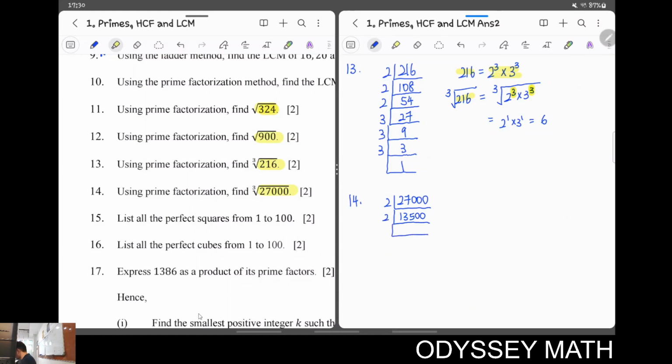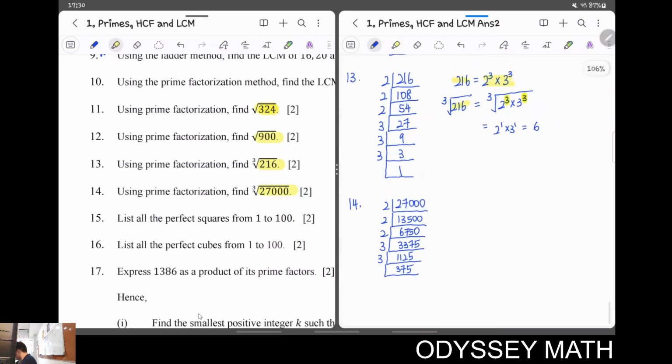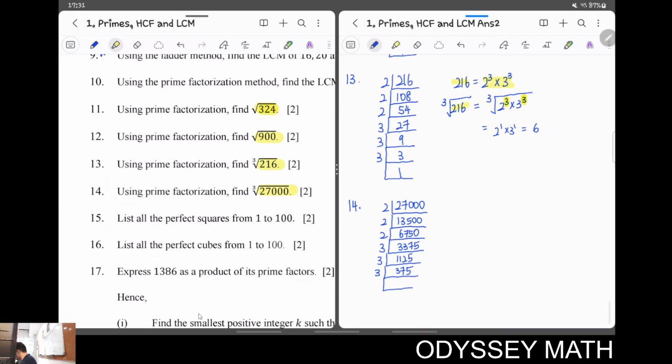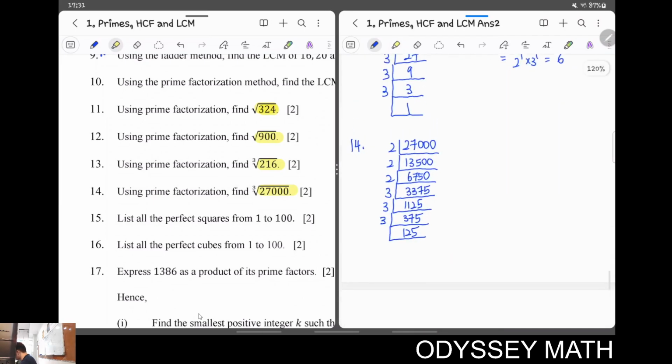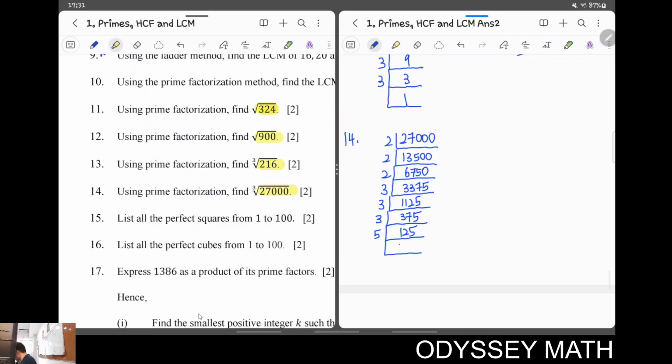And then we divide by 2 again. We have 6,750. And then we divide by 2 again. We have 3,375. Then we divide by 3 again. 1,125. Divide by 3 again. 375. Divide by 3 again. 125. And then we divide by 5 again. 25. Divide by 5 again. 5. Divide by 5 again. All the way until 1.